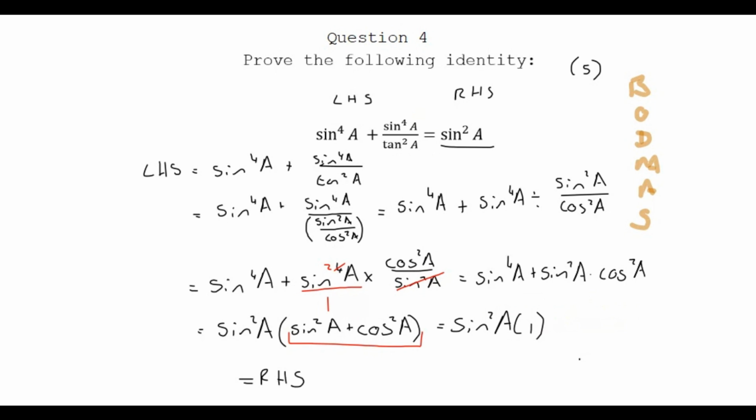Okay, mark allocation. We have 1 mark for applying the identity of tan equals sine over cos. 2 marks here for the flip and multiply. So that's already 3. And then we have 4 marks for factorizing out, and then the 5th mark here was seeing that it was 1, and there's your total of 5. Alright, let's carry on.